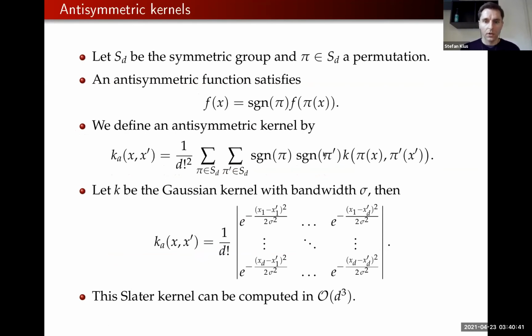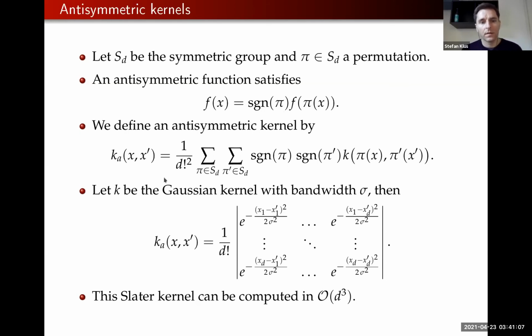And then you can show that if we define a kernel in this way here, so a pi is always a permutation, and if we want this function here to be anti-symmetric, that means if we swap two particles, then the function should have a different sign depending on the permutation pi here. So if it's an even permutation, then it's +1. If it's an odd permutation, then it's -1.